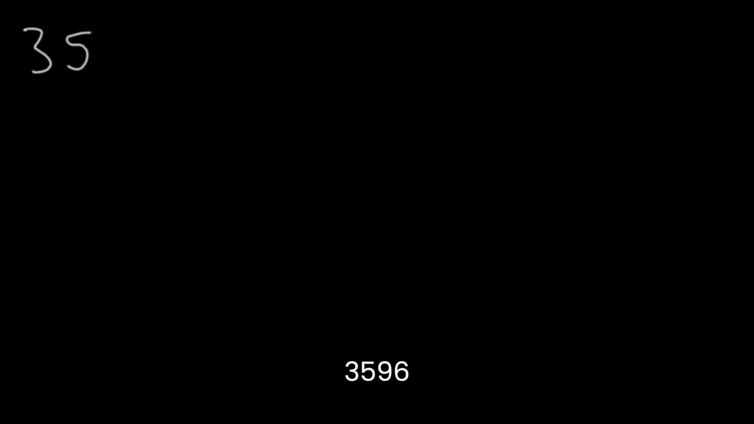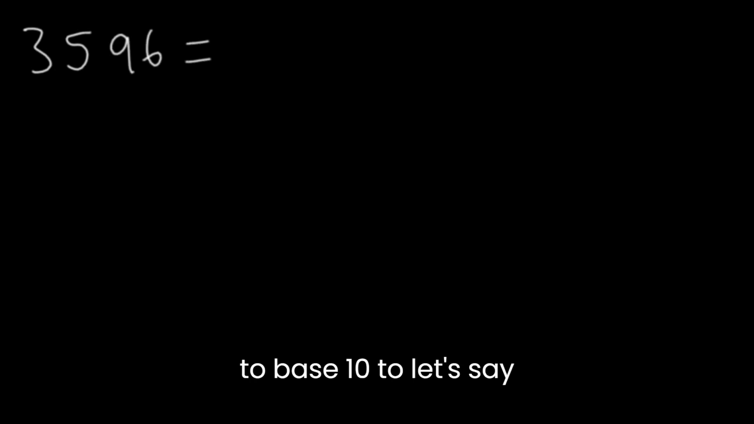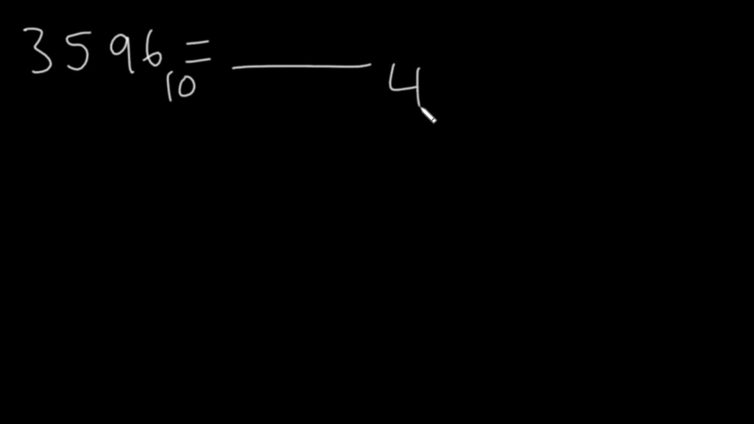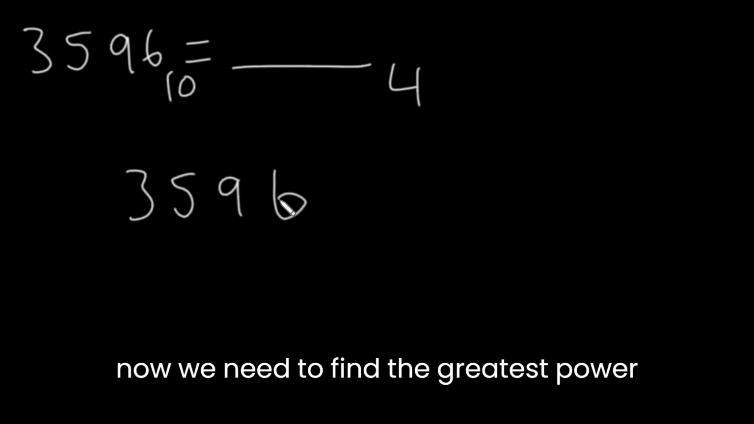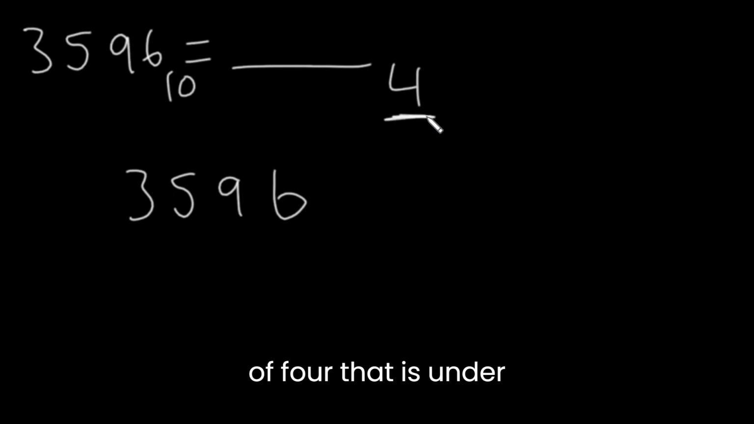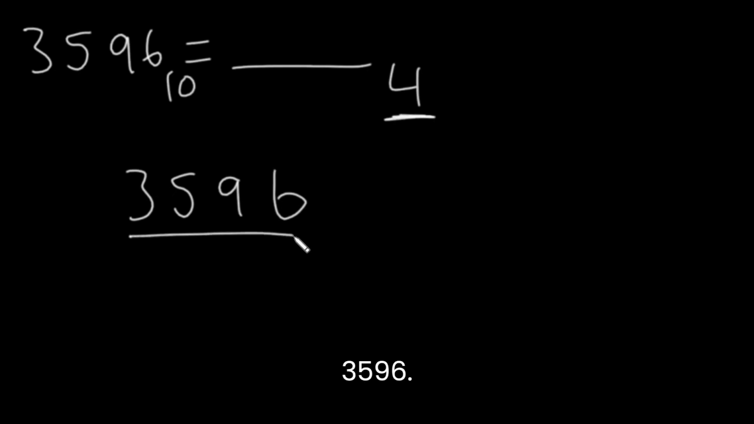Let's talk about converting from base 10 to any other base. Let's say we have 3,596 base 10 to, let's say, base 4. So we have 3,596, and now we need to find the greatest power of 4 that is under 3,596.